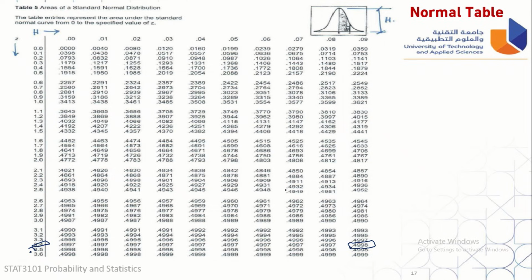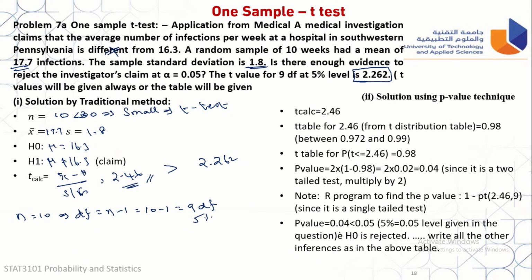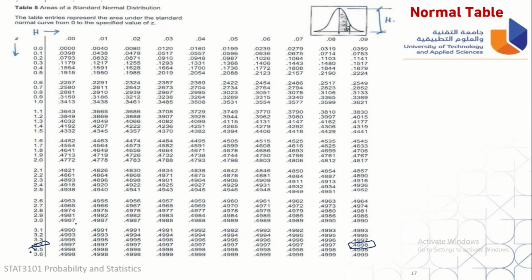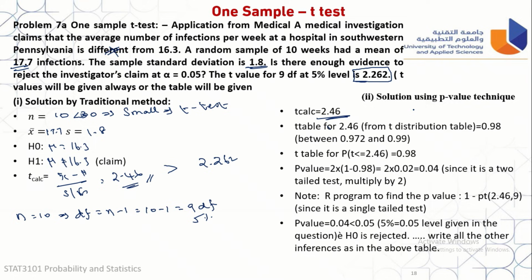For 2.46, the table value is 0.4931. 0.4931 into 2 is almost 0.98. So we have to find the probability.